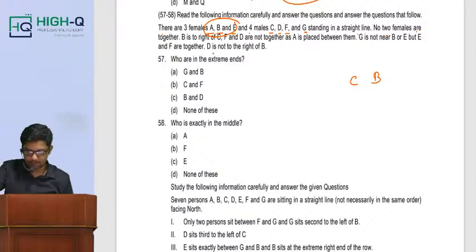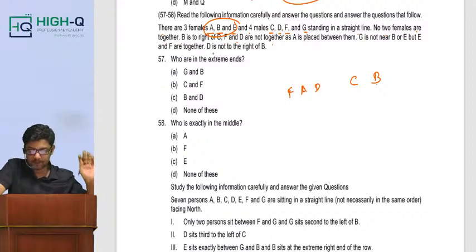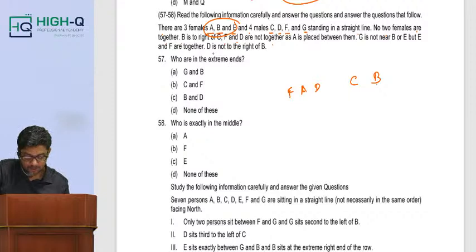Okay. B is right of C. F and D are not together, they are not sitting together. A is placed between them. So between F and D we have A.